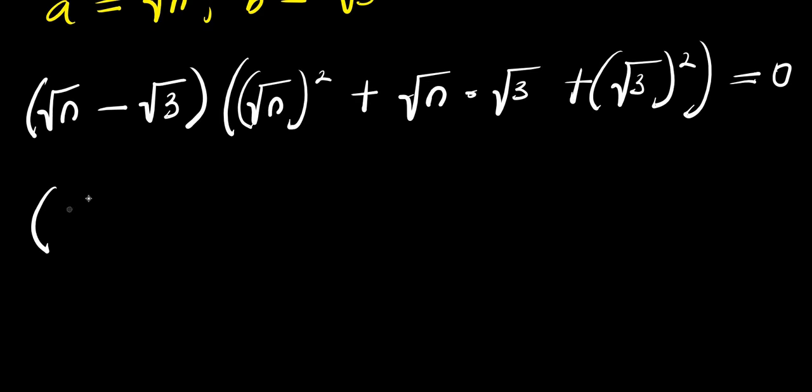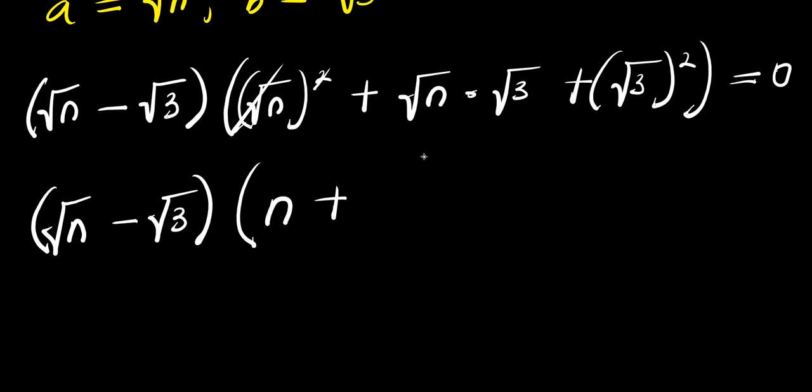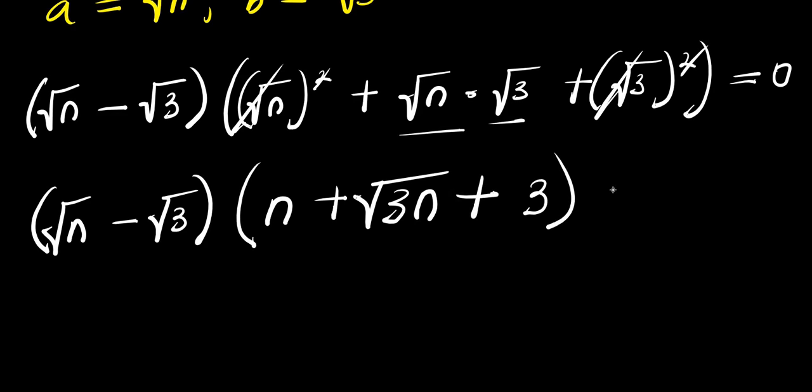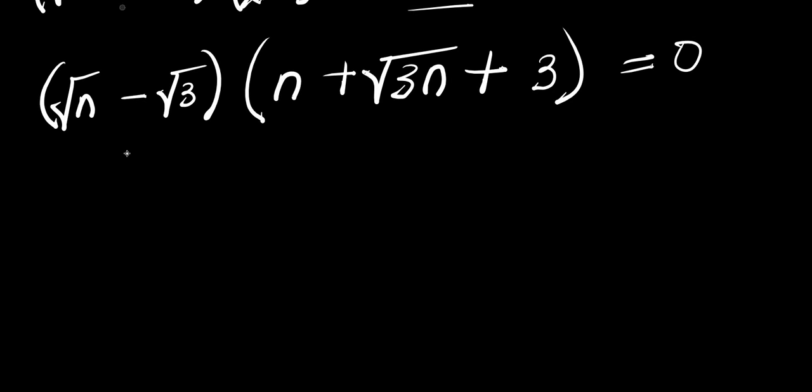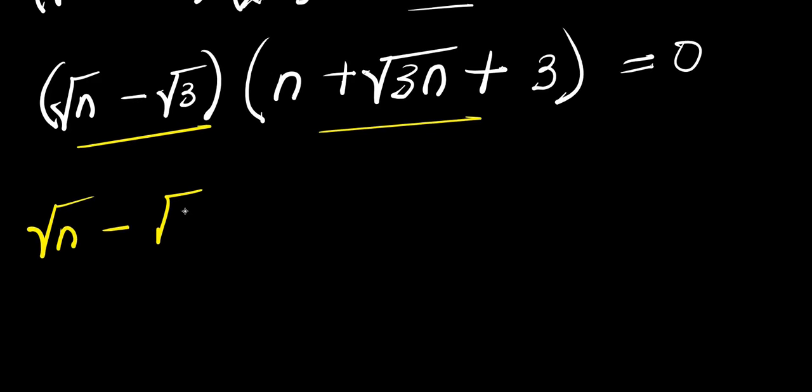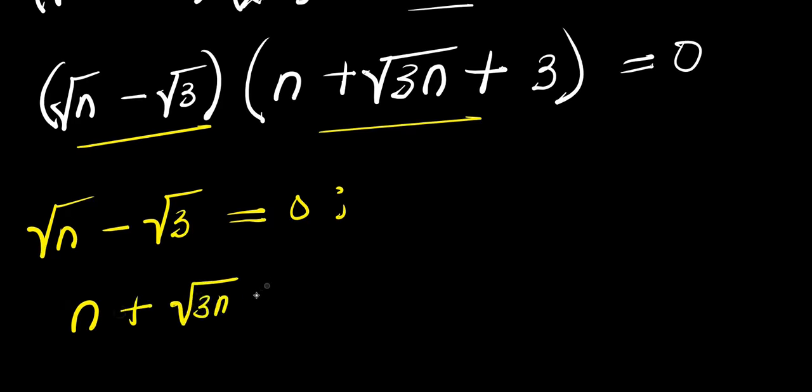From here, square root of n minus square root of 3 times, this times this, I have n, plus this multiplies this, square root of 3n, plus this times this, I have 3, and this equals 0. So from here, I equate each of these to 0. I have square root of n minus square root of 3 equals 0. I also have n plus square root of 3n plus 3 equals 0.